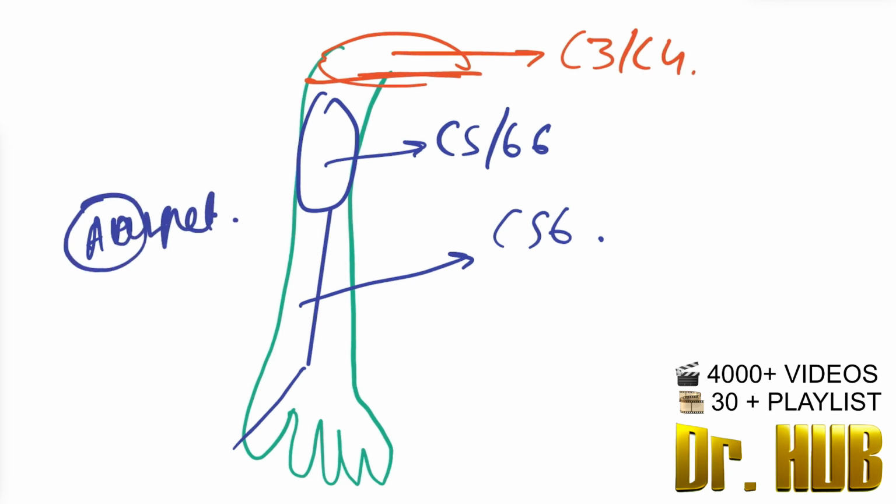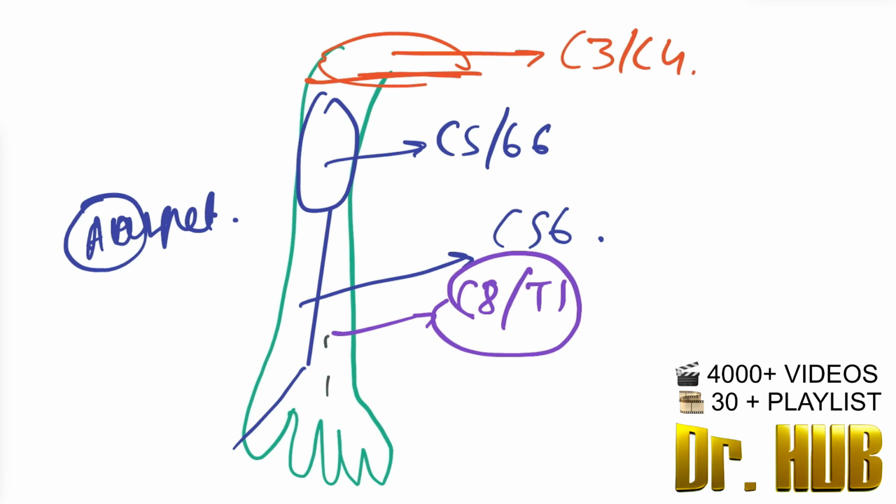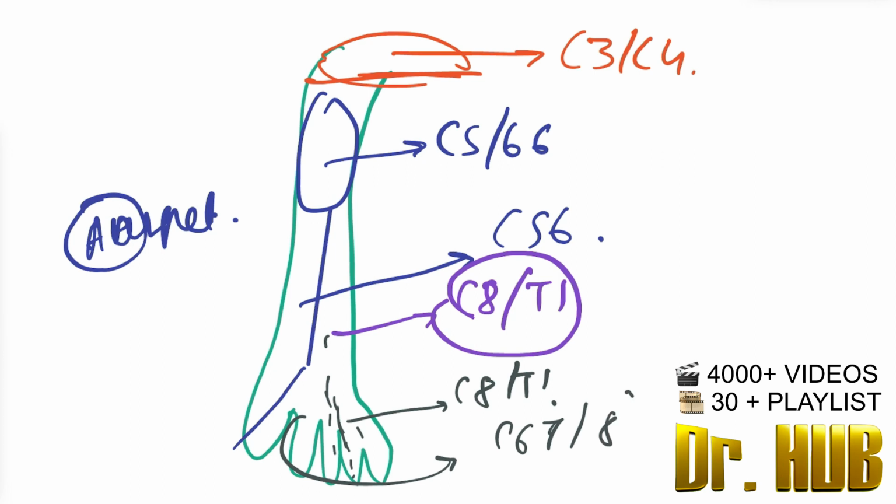Then on the medial aspect, what does it include? In the medial aspect it includes the C8 and the T1. So C8, T1 is involved. And towards the fingers, let's look at the fingers. This will be at the 1.5 fingers. Here it is C8 and T1, and on the other hand it includes the C6, 7 as well as the C8.